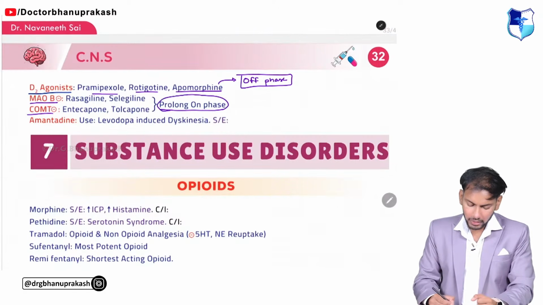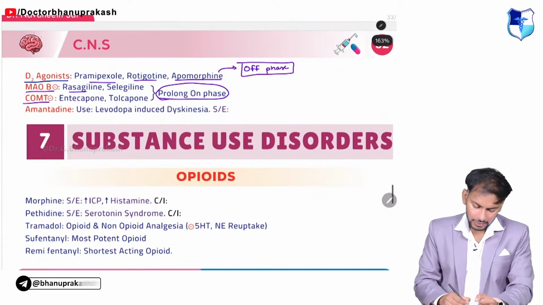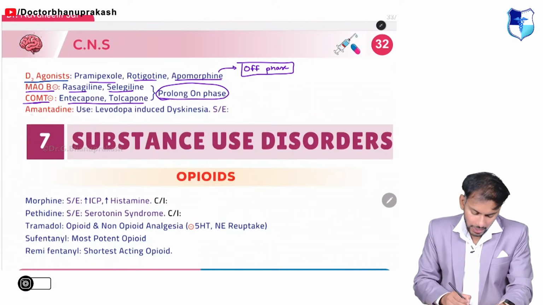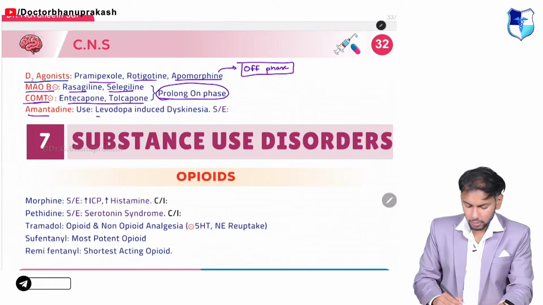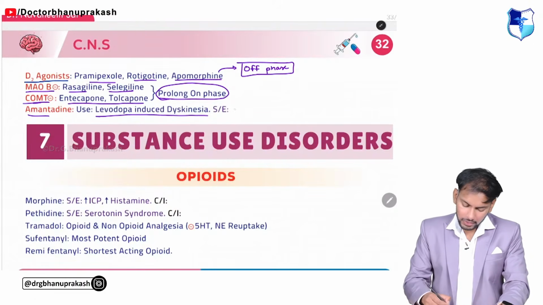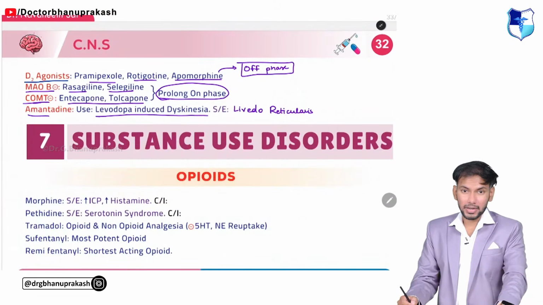Why? Dopamine is metabolized by MAO and COMT. MAO-B inhibitors are rasagiline and selegiline. COMT inhibitors are entacapone and tolcapone. Both of them will prolong the on phase. Amantadine, as I told you, is used in levodopa-induced dyskinesia. Now, what are the side effects? It will cause something known as livedo reticularis. That is the side effect of amantadine.